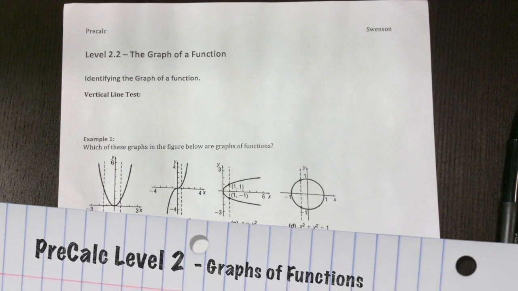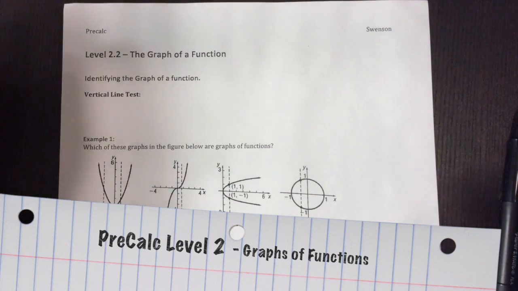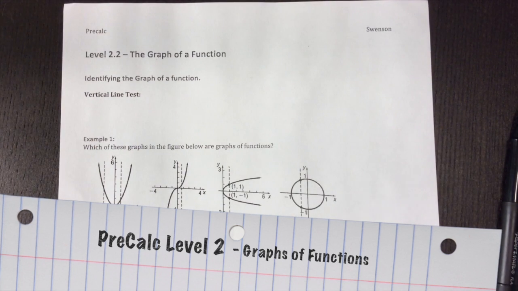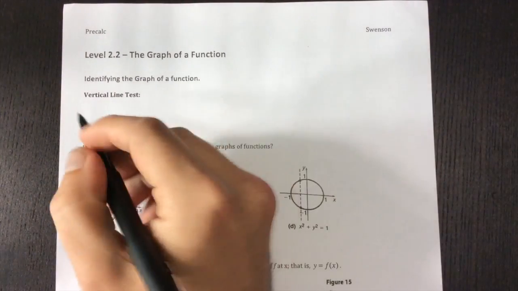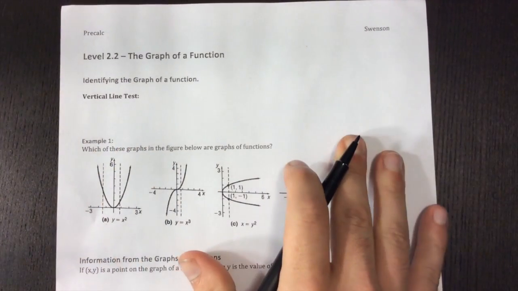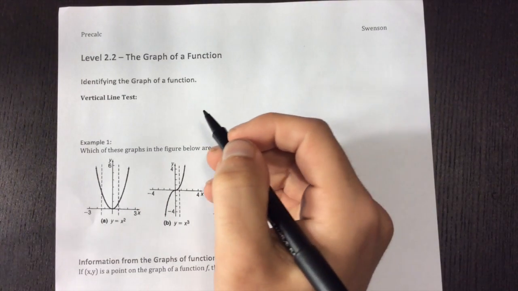Moving on to level 1.2, we're going to be looking at and examining some information about the graph of a function. So the most important thing that's going to cover this level is the vertical line test. We should have seen this before, but if you haven't, here's a reminder of what the vertical line test is.